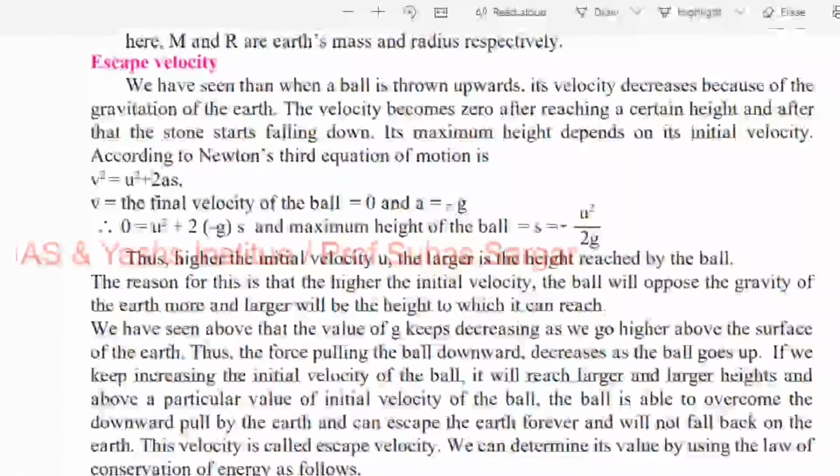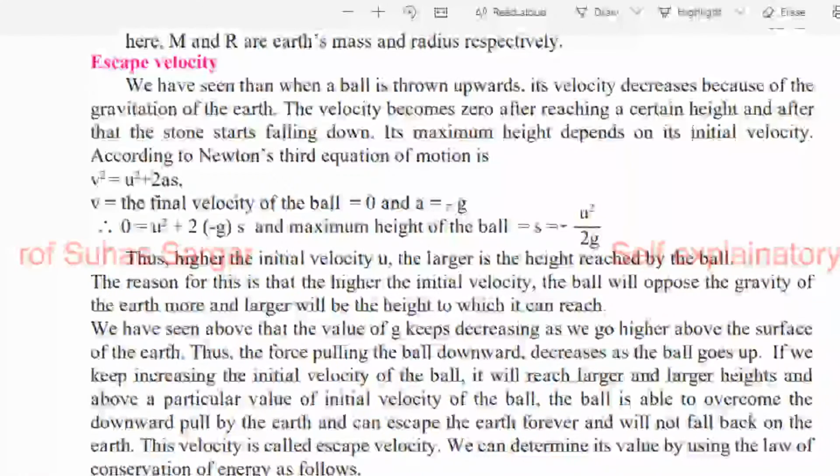The next topic is escape velocity. We have seen that when a ball is thrown upwards, its velocity decreases because of the gravitation of the earth. The velocity becomes 0 after reaching a certain height, and after that the stone starts falling down. Its maximum height depends on its initial velocity.